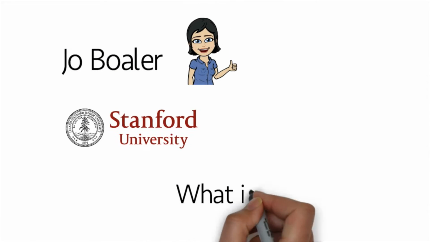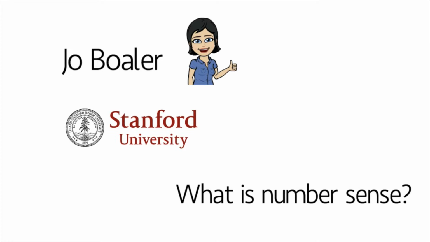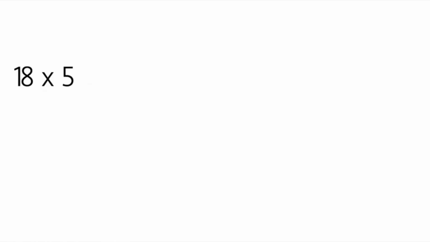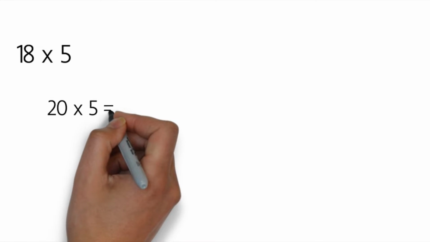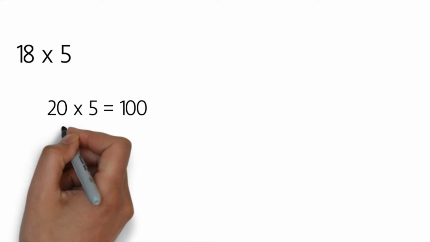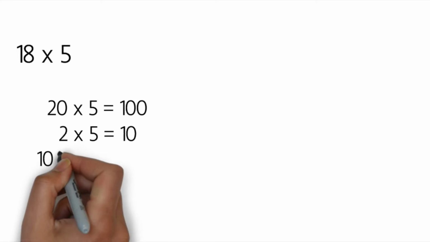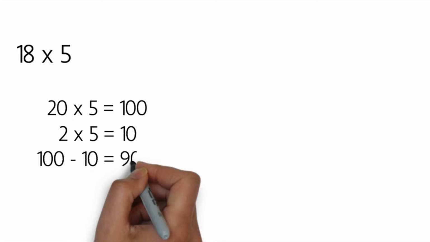So what is number sense? Let's think about a problem. Let's think about 18 times 5. A student with number sense could solve this in many ways. For example, they might say, I know 20 times 5 is 100, and I know 2 times 5 is 10, and I'll take 10 away from 100, which gives me 90.